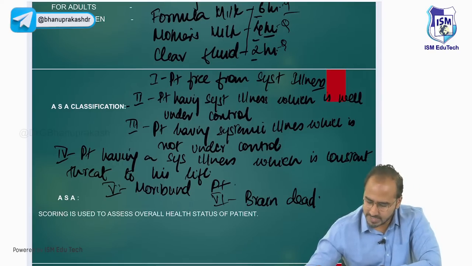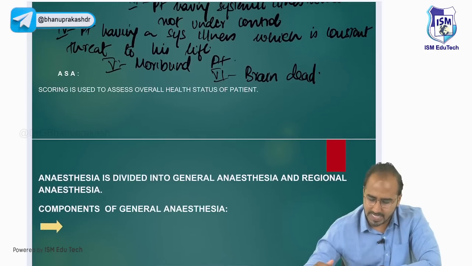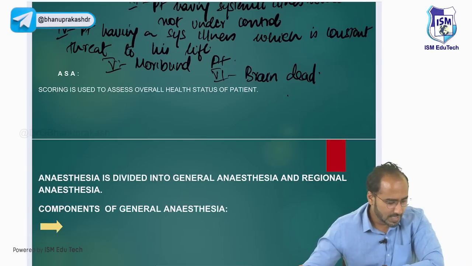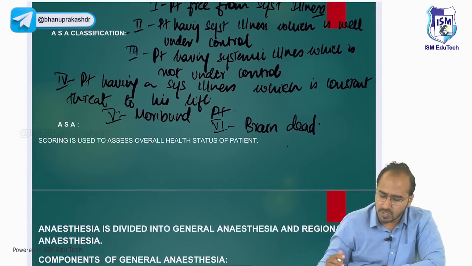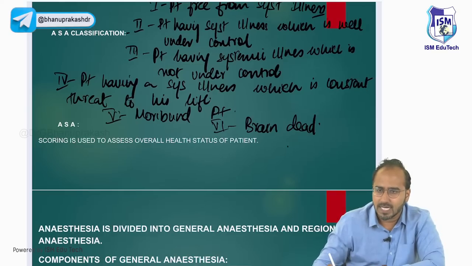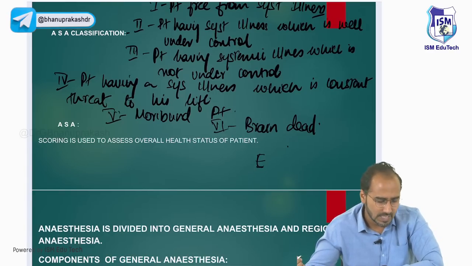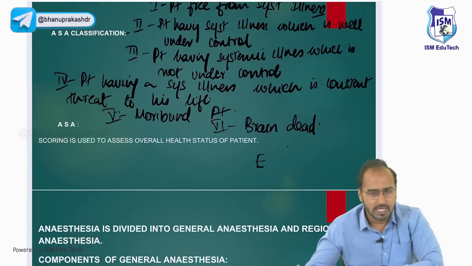Is this thing clear, guys? Yes or no? This is regarding the ASA classification. Now, guys, just look over here. To this class, you can add a suffix E. If it is an emergency surgery, you add a suffix E. Okay? E can be added.